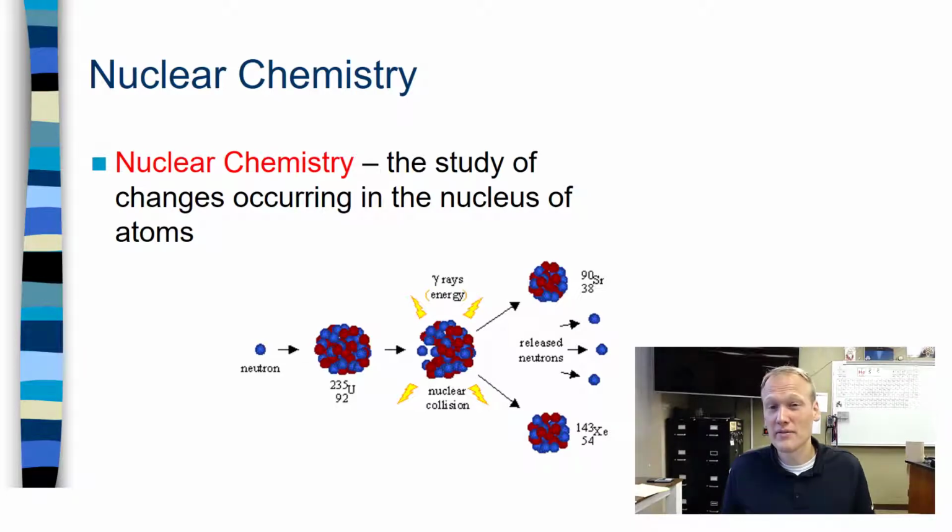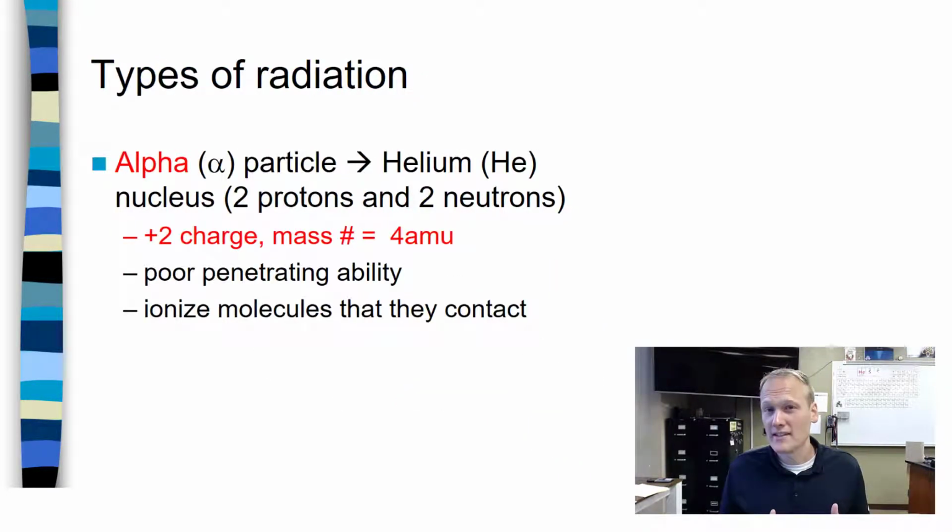As we said before, nuclear chemistry is the study of any change within the nucleus. That could be adding two nuclei together or breaking a nucleus apart into smaller pieces. Typically, it's breaking nuclei apart into smaller pieces. Let's go through a couple ways that can happen.